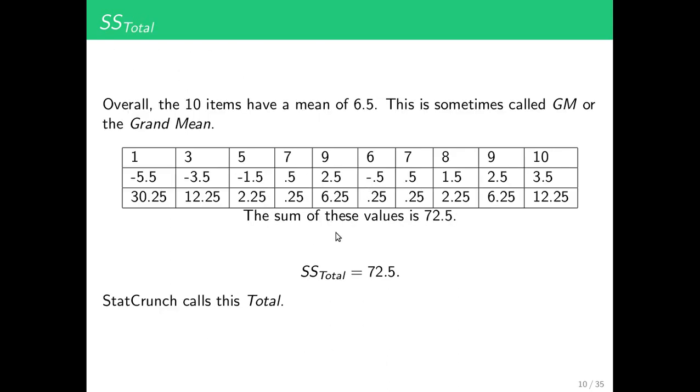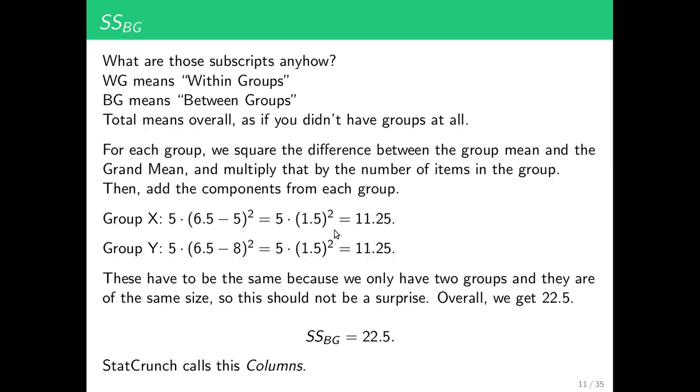The 2 groups are perfectly balanced in terms of their weights. So each one gets a weight of 5, and so the sum of squares between groups is going to be 22.5 for these 2 data sets. StatCrunch calls this columns. Okay, well, because we put the groups in columns, I guess.